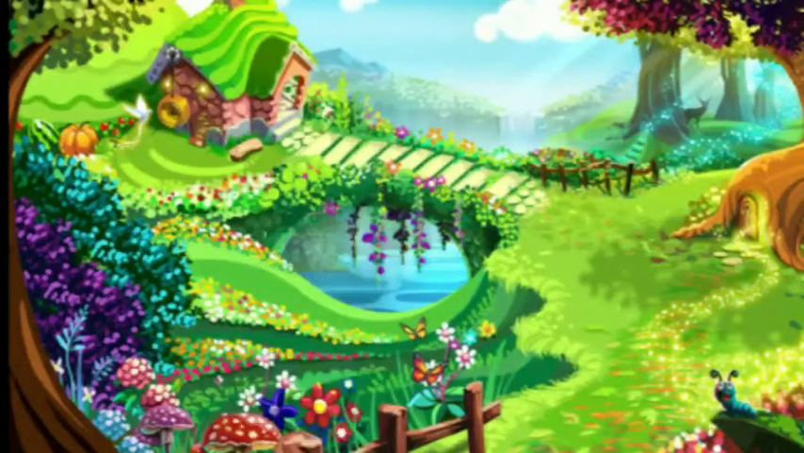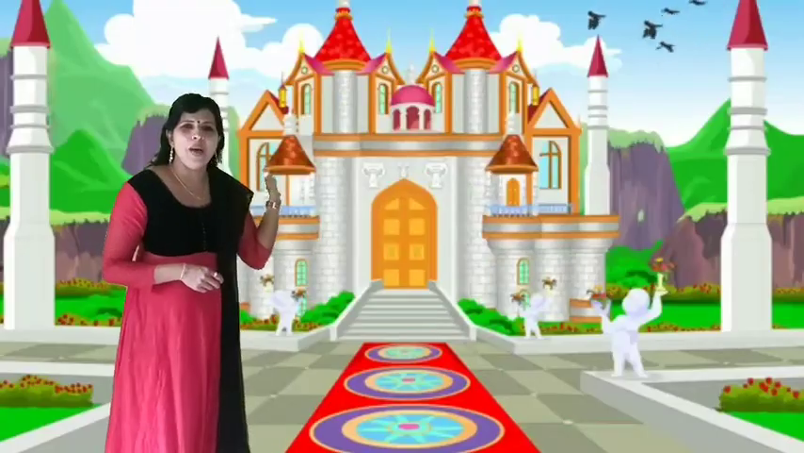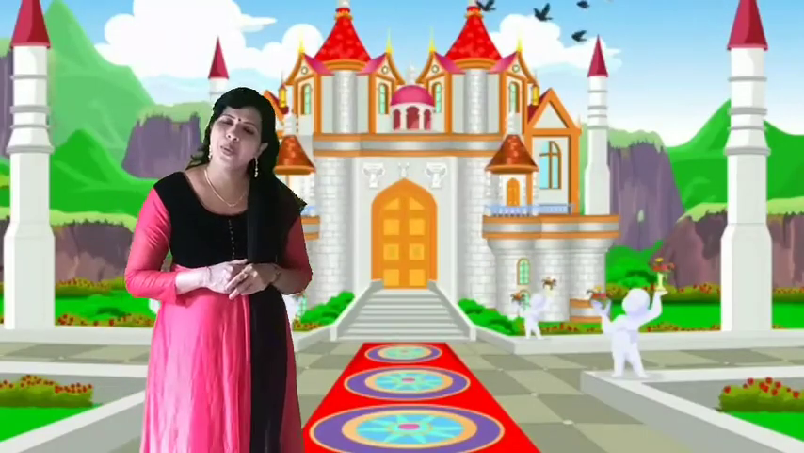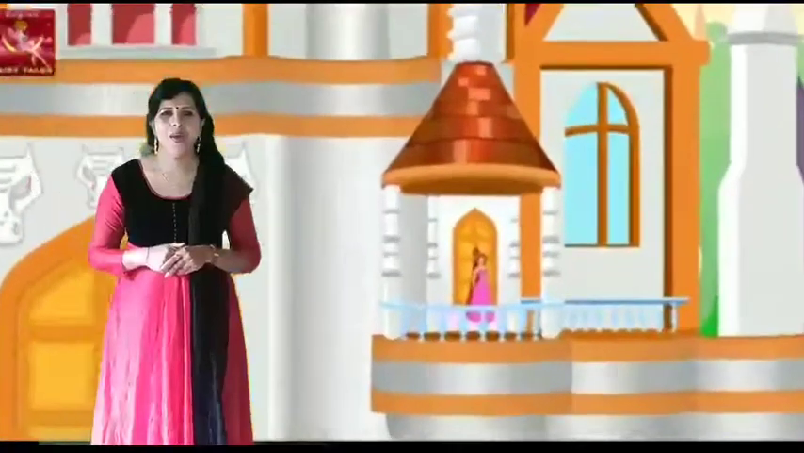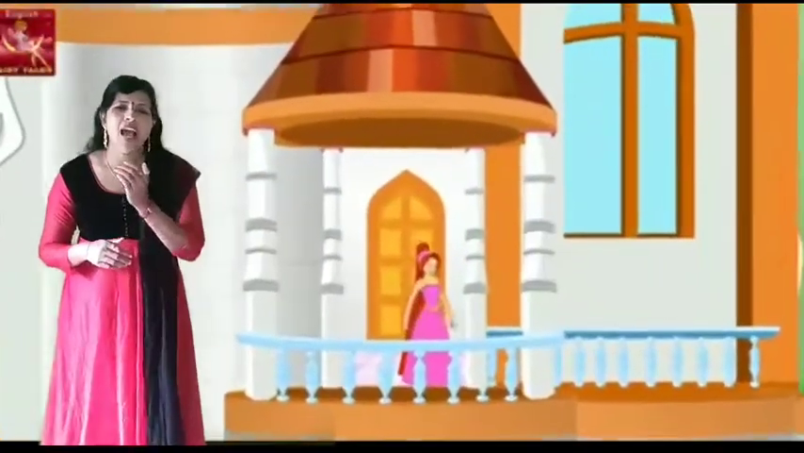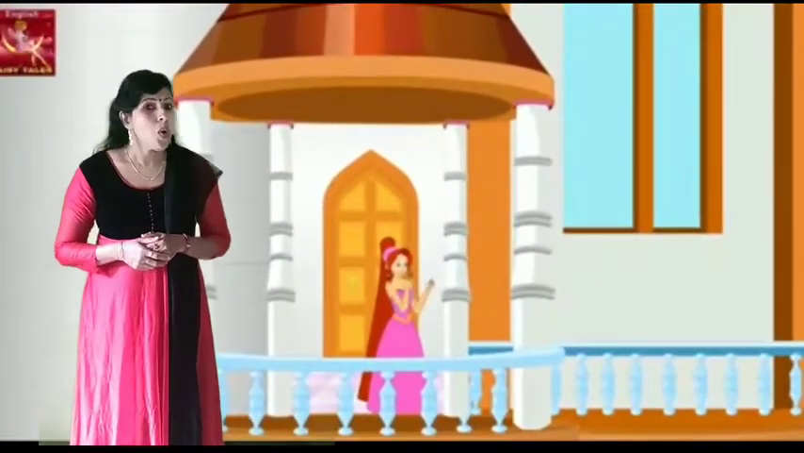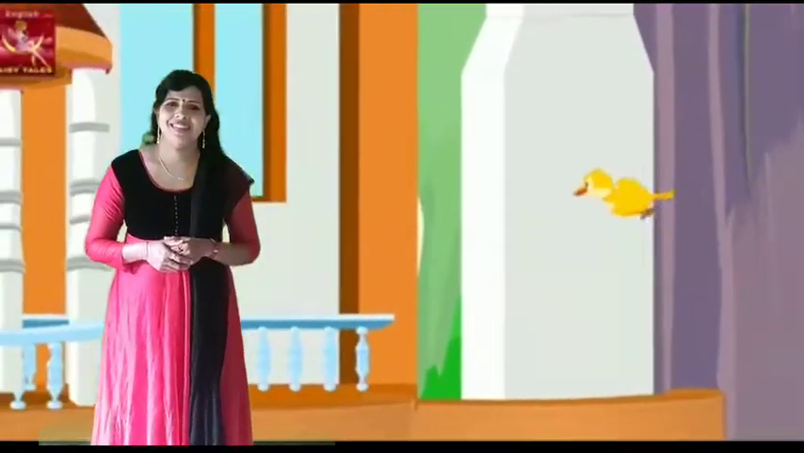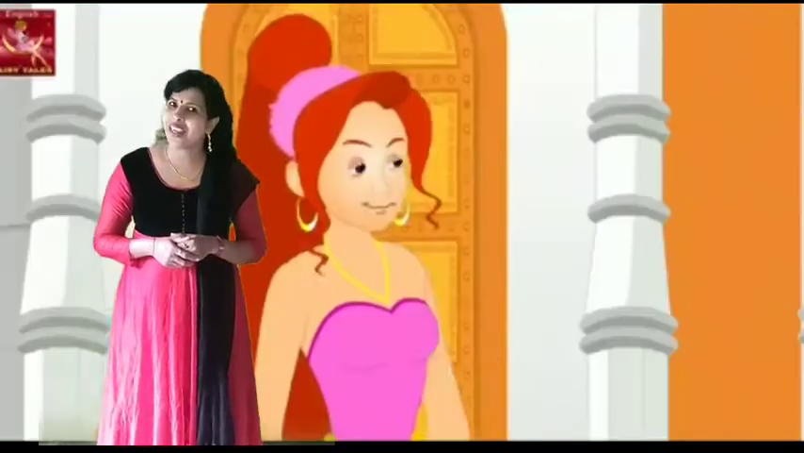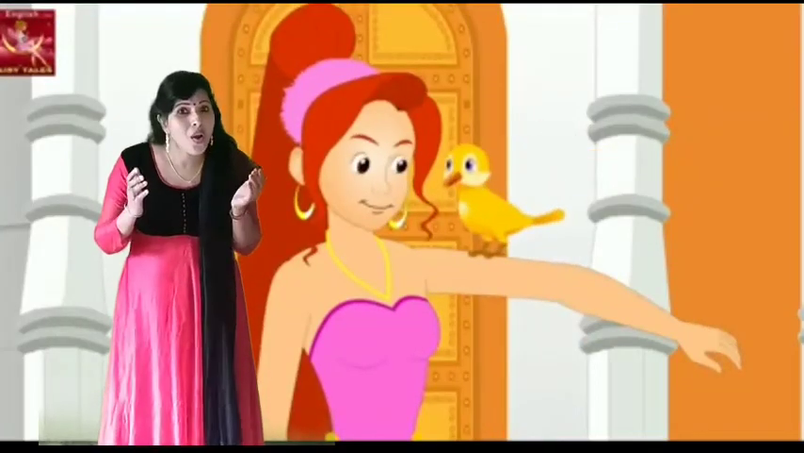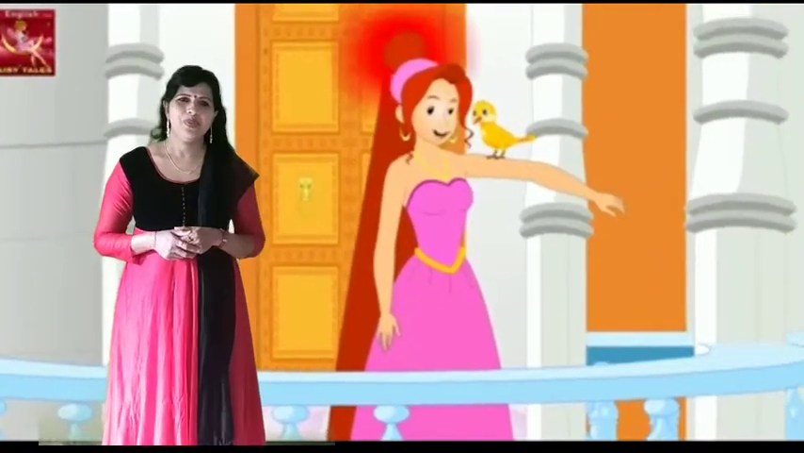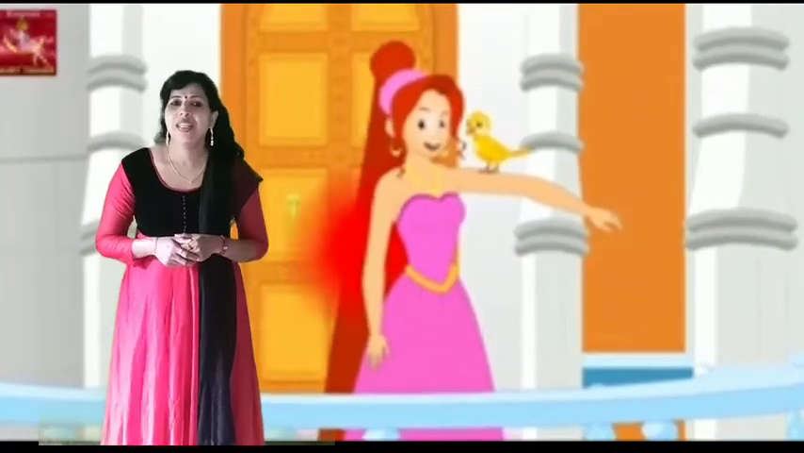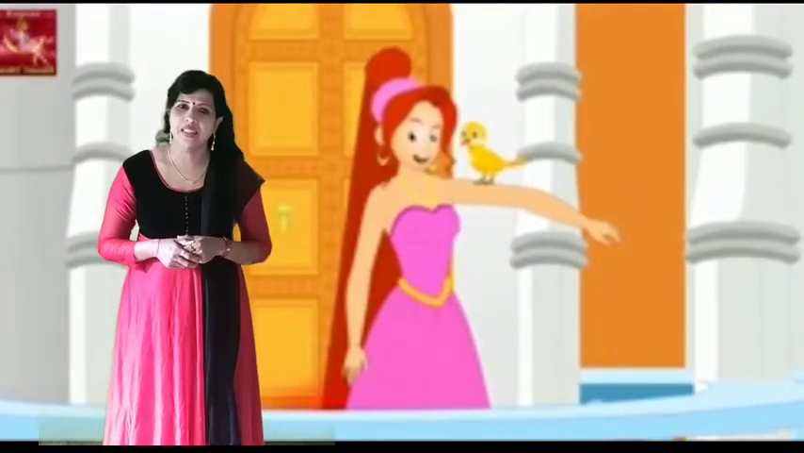Yes. This is the palace of Queen Quincy. Quincy has a quail at her palace. Its name is Koila. It loves to sing for her.